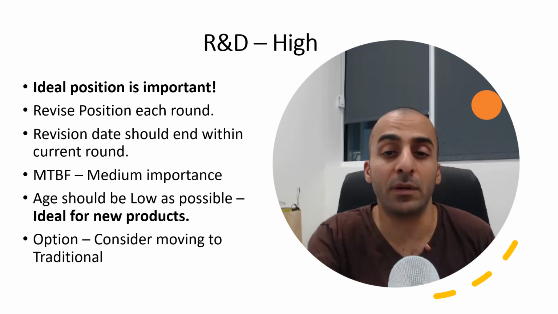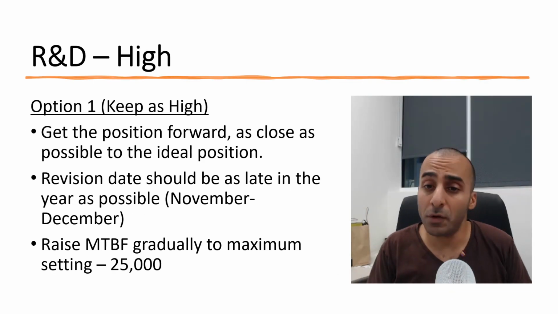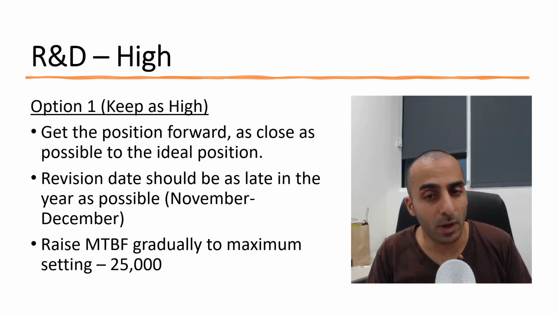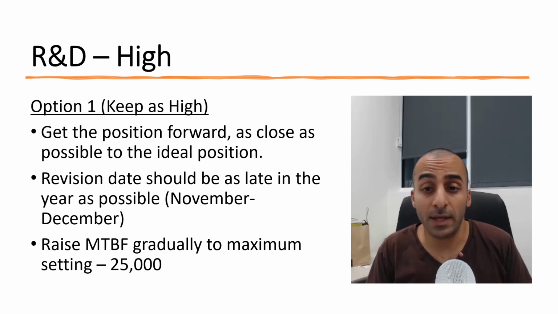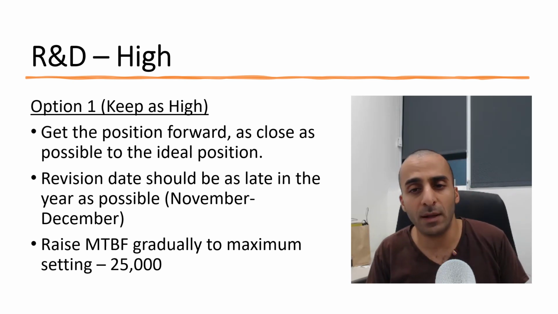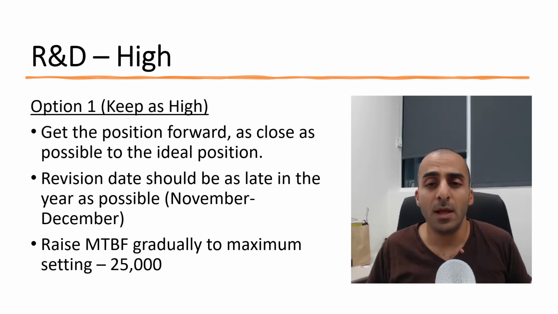So let's talk about the different options for you to handle your high-end product at the beginning of the simulation. The first option is to keep it as a high-end product, meaning that you are moving forward. You won't be able to do it in one round, so you're going to do it in 2 or 3 rounds till you get to the ideal position. You need to make sure, again, that the revision date ends within the current round, November, December, but never above that. Otherwise, you are going to miss a whole year that you won't be able to revise the product. And MTBF, you should gradually raise it to the maximum of 25,000. So this is option 1. It's not necessarily the best, but it makes the most sense. It's easy to understand and it is less complicated than the others.